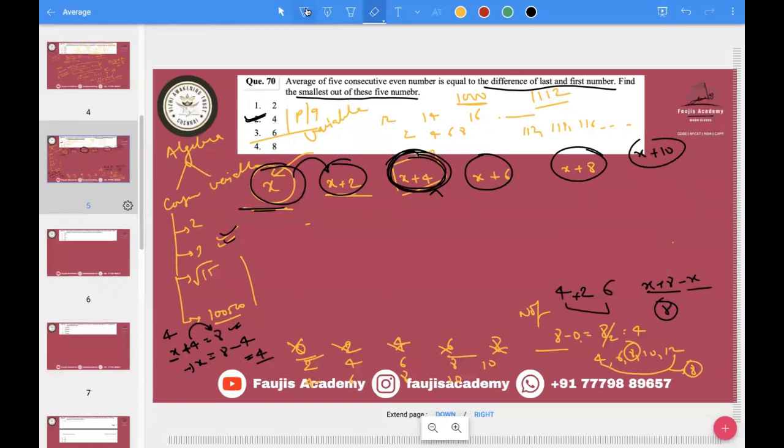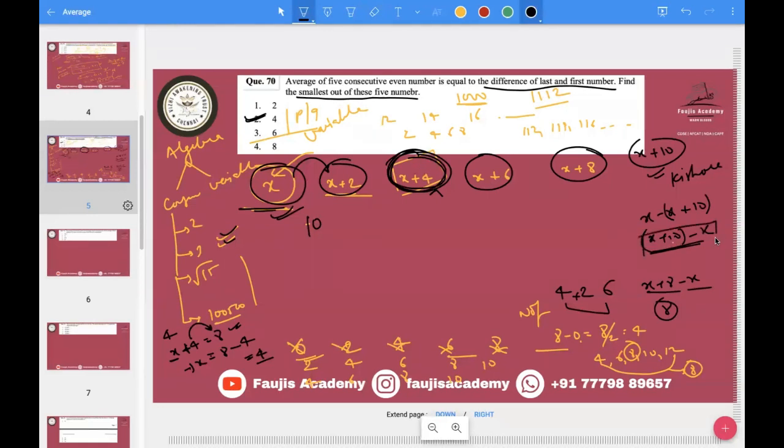So had it been 6, one would have been x plus 2, x plus 4, x plus 6, x plus 8, x plus 10. Any doubt up till here, Kishore? No, sir. Now the difference of the first and the last number. What is the difference of the first and the last number? Will you do x minus x plus 10, or x plus 10 minus x? x plus 10, sir.